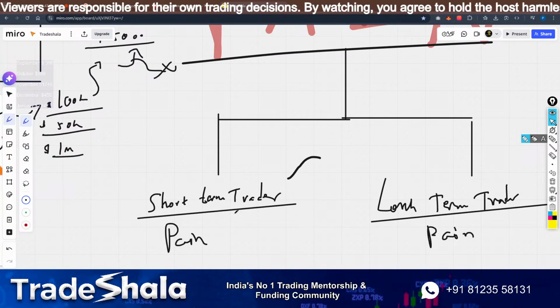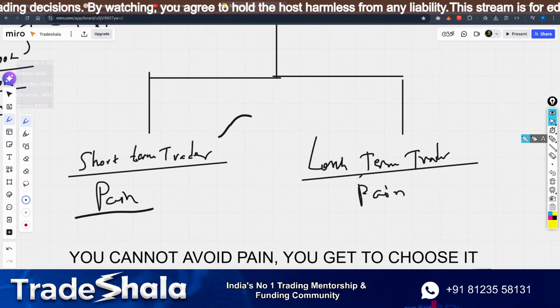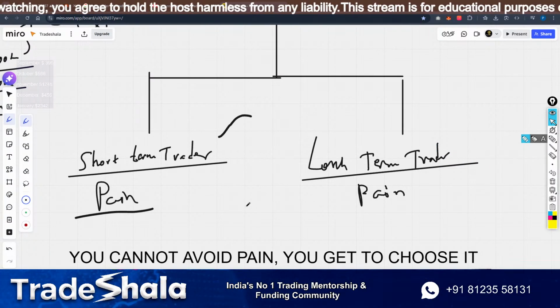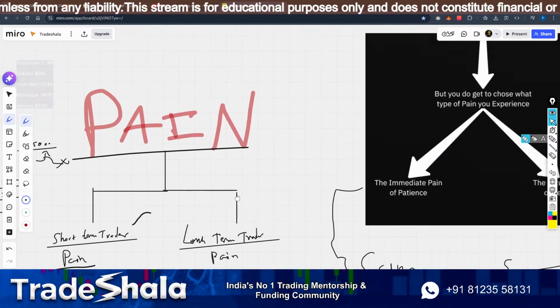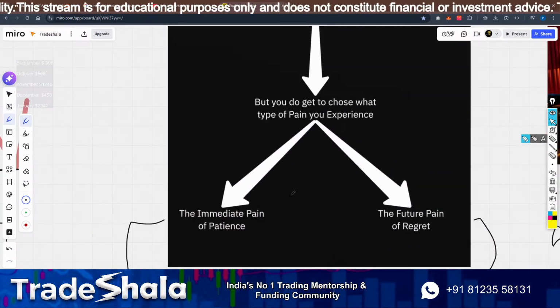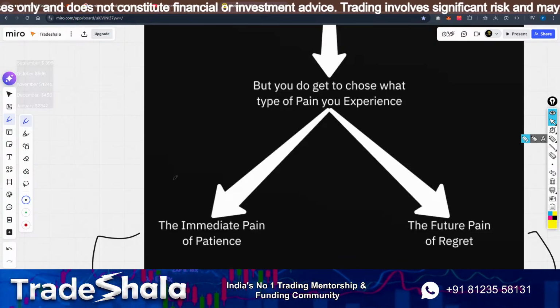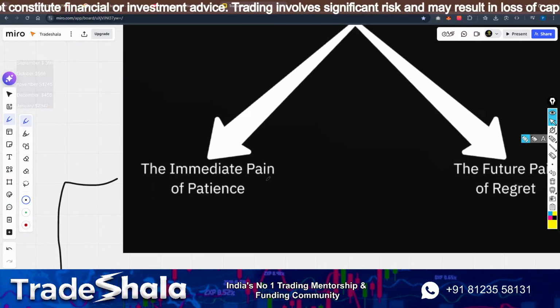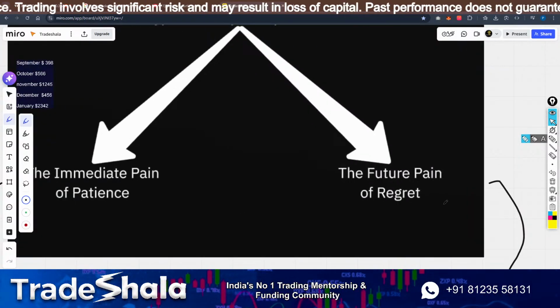If you're a short-term trader, there is a lot of pain. If you're a long-term trader, there is also pain. So you cannot avoid pain, but you get to choose it. What do I mean by this? You get to choose your pain based on the experience you choose. You can go with the immediate pain of patience, or you can go with the future pain of regret.